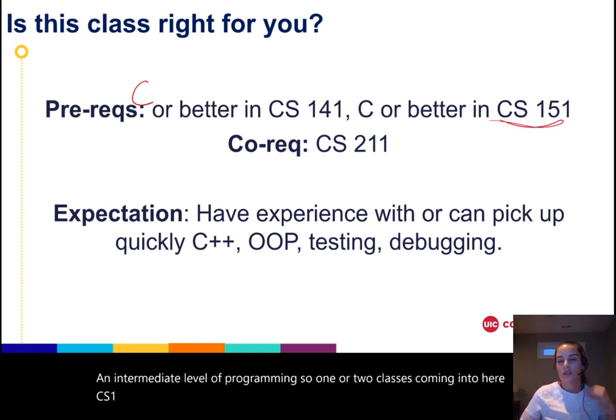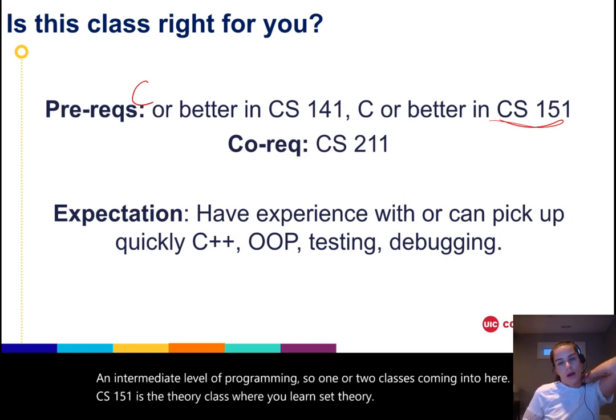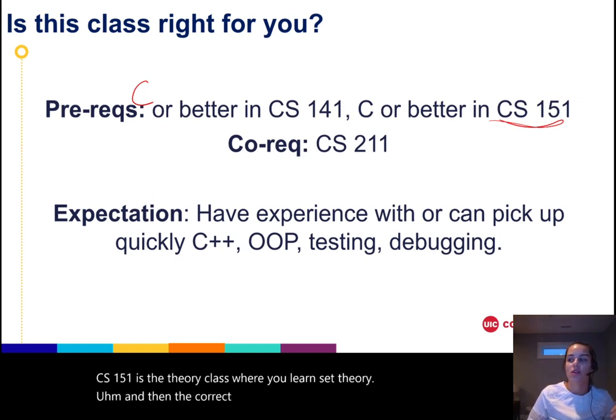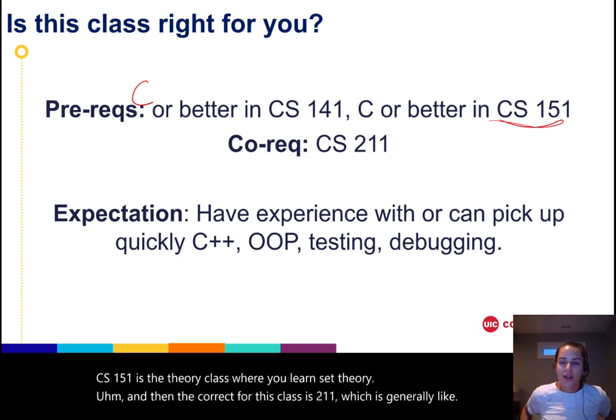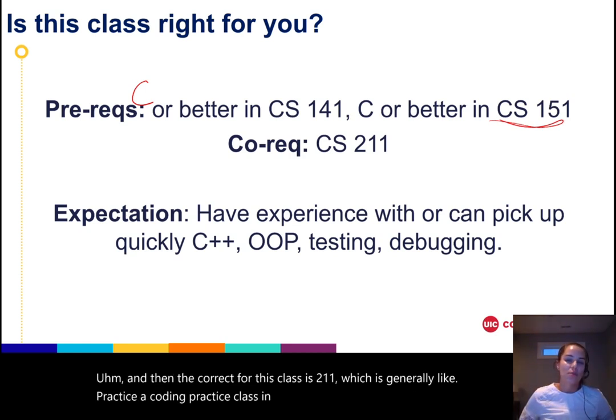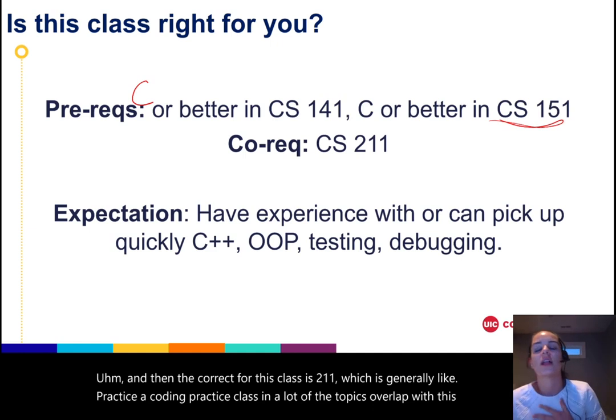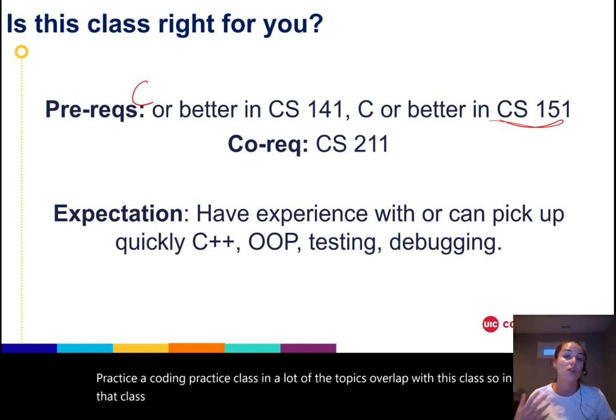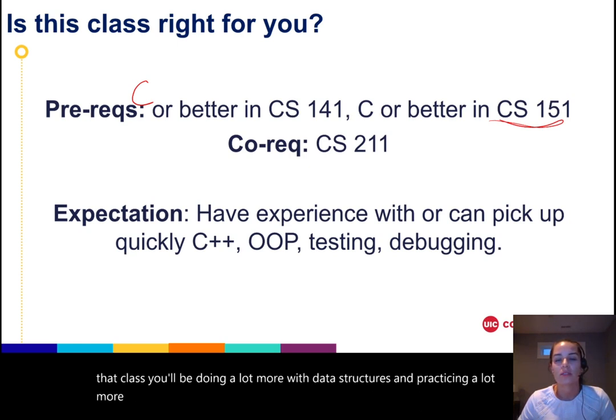CS151 is the theory class where you learn set theory. And then the co-req for this class is 211, which is generally like a coding practice class, and a lot of the topics overlap with this class. So in that class you'll be doing a lot more with data structures and practicing a lot more of the same topics, which is great.